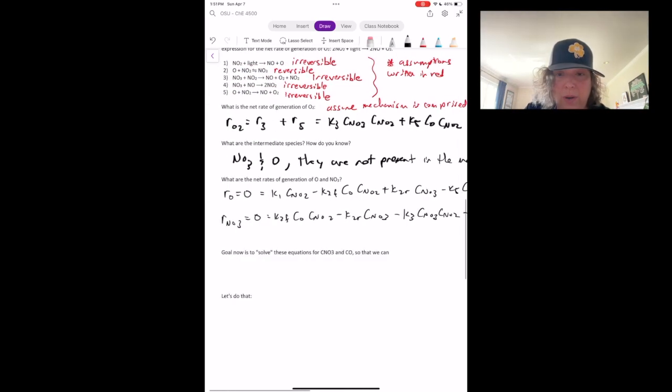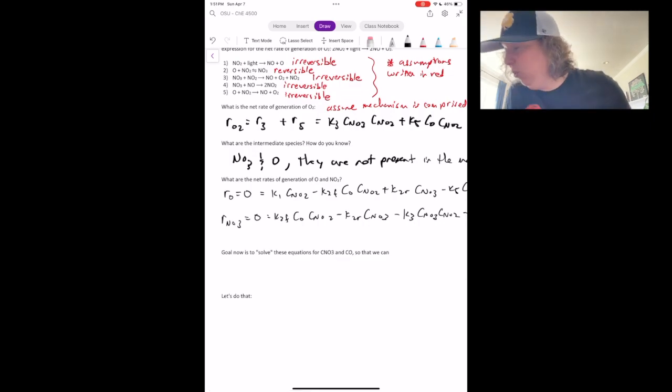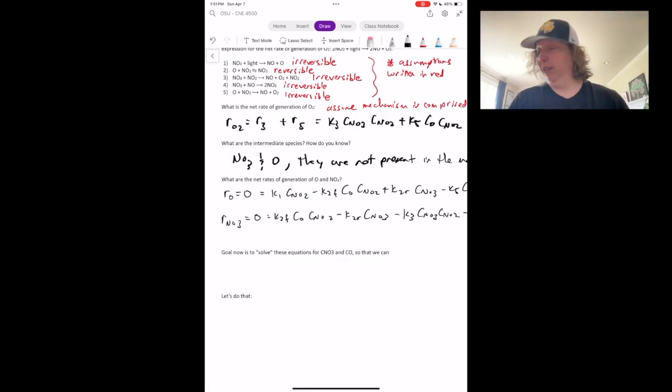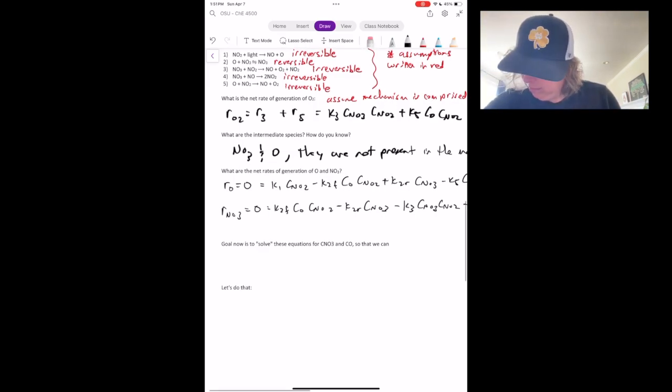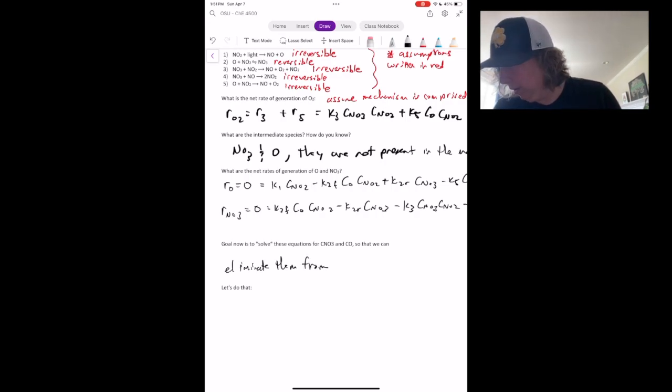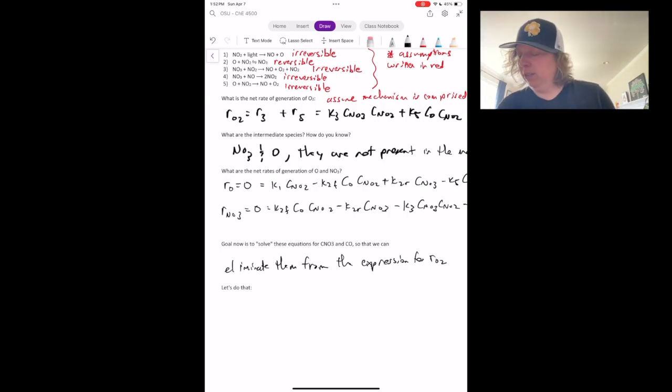So now what we want to do, we have essentially 2 equations and 2 unknowns. My unknowns are CO and CNO3, and I want to solve for these. I want to solve for those expressions so that I can eliminate them from the expression for RO2. So let's do that.